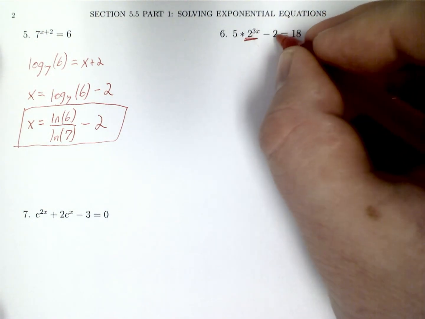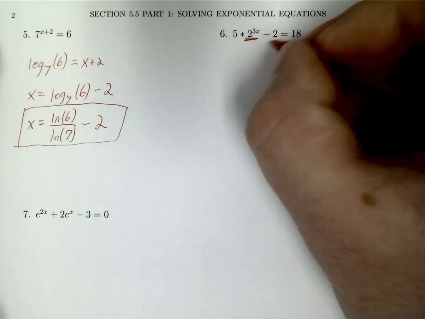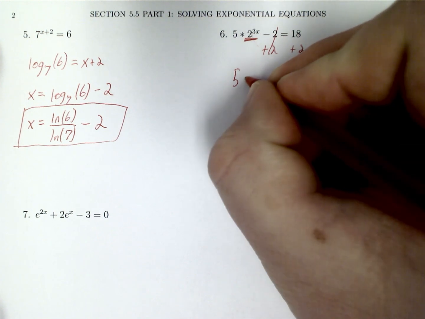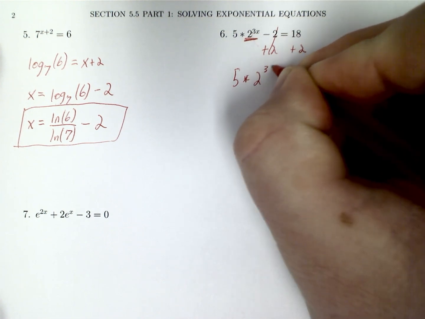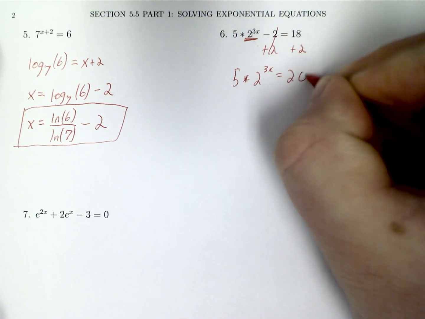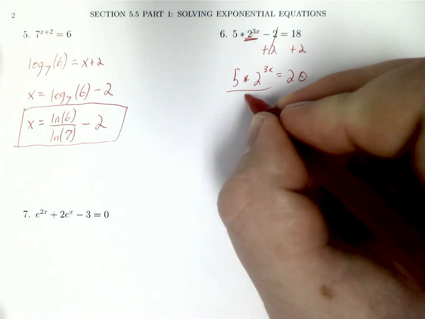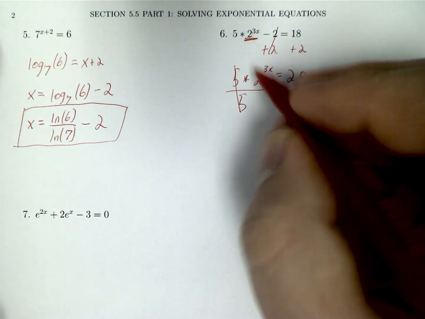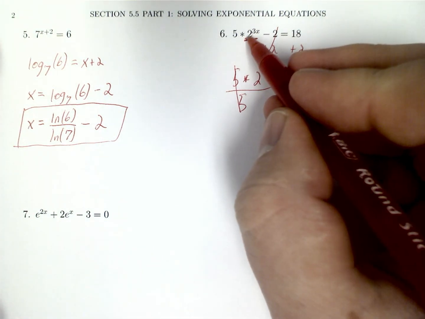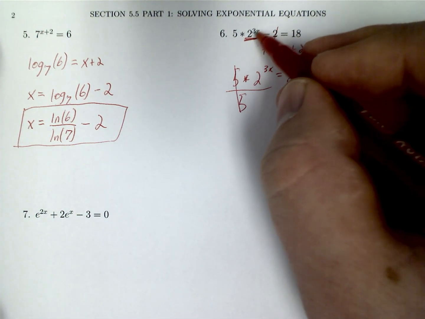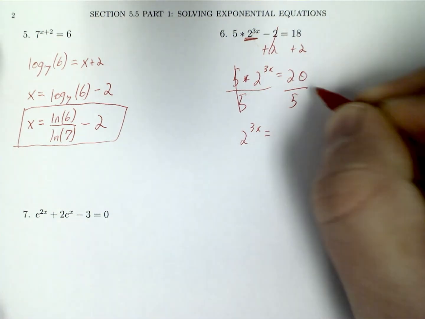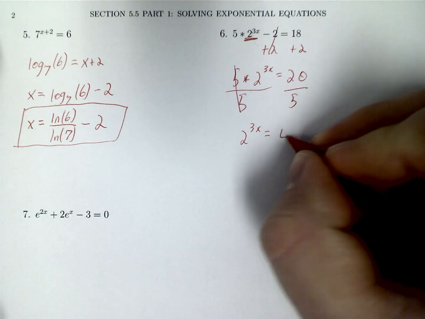So if you had 5x minus 2 equals 18, what would you do? You would add 2 first, and then we would divide by 5. Remember, order of operations, we can't multiply the 5 and the 2 because you have to do the exponent first. So 2 to the 3x equals 20 divided by 5, which is 4.